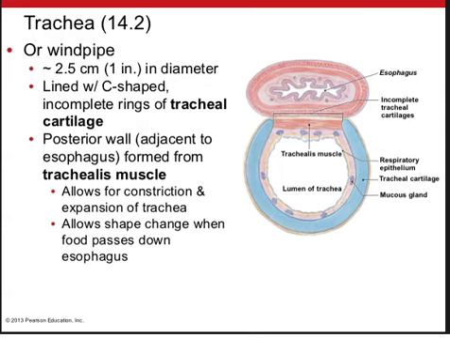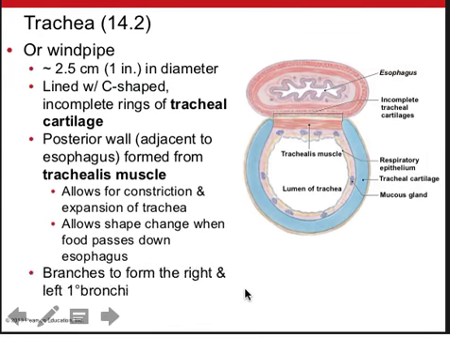This also allows it to change shape when you swallow food and water so that they can pass from the esophagus down into the stomach. If these cartilaginous rings wrapped all the way around, it would occlude the esophagus and you'd be unable to get food into the stomach. It branches to form the right and left primary bronchi at the carina. Incidentally, if you're wondering what kind of tissue this is, it's hyaline cartilage, a supportive type of connective tissue.